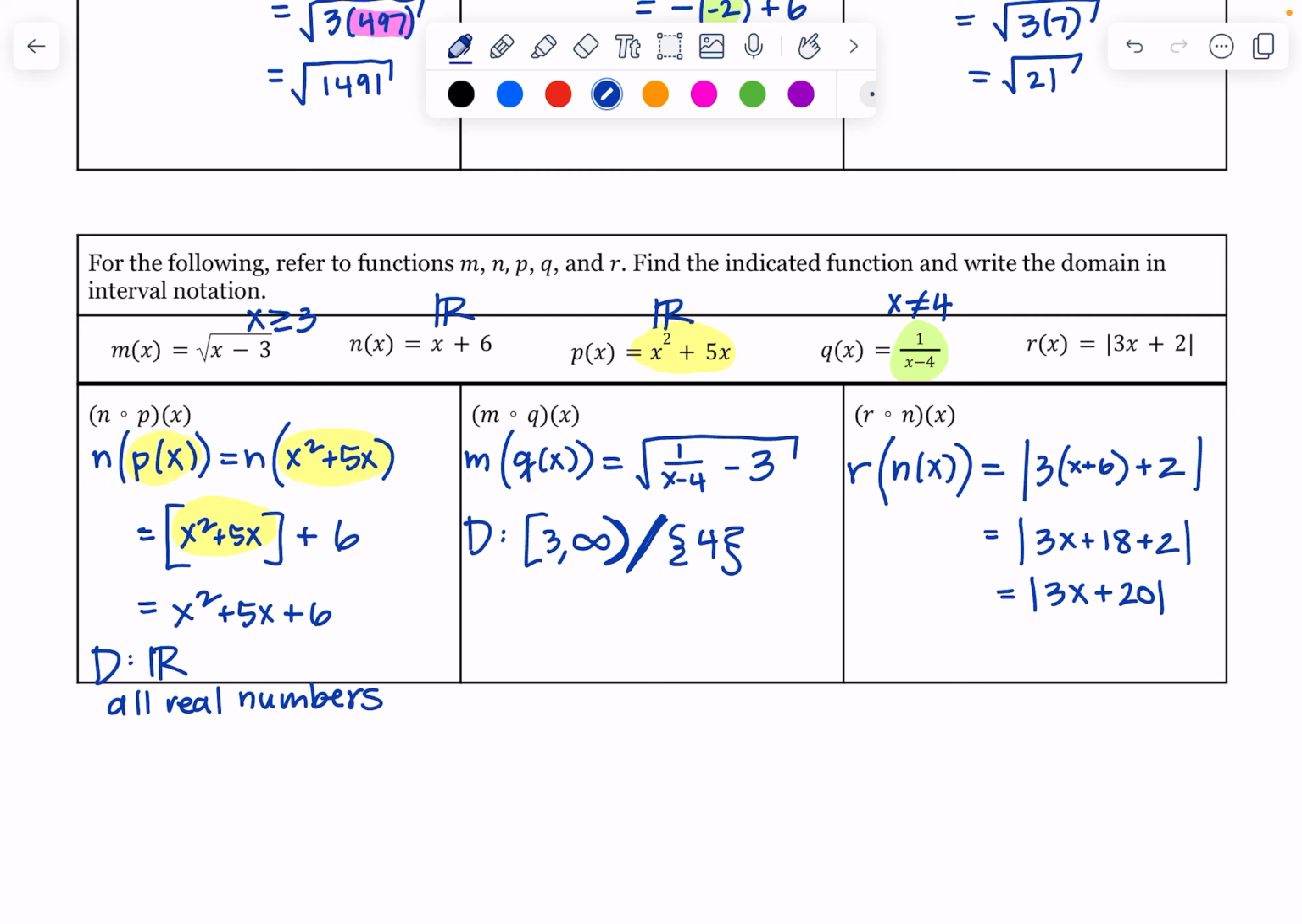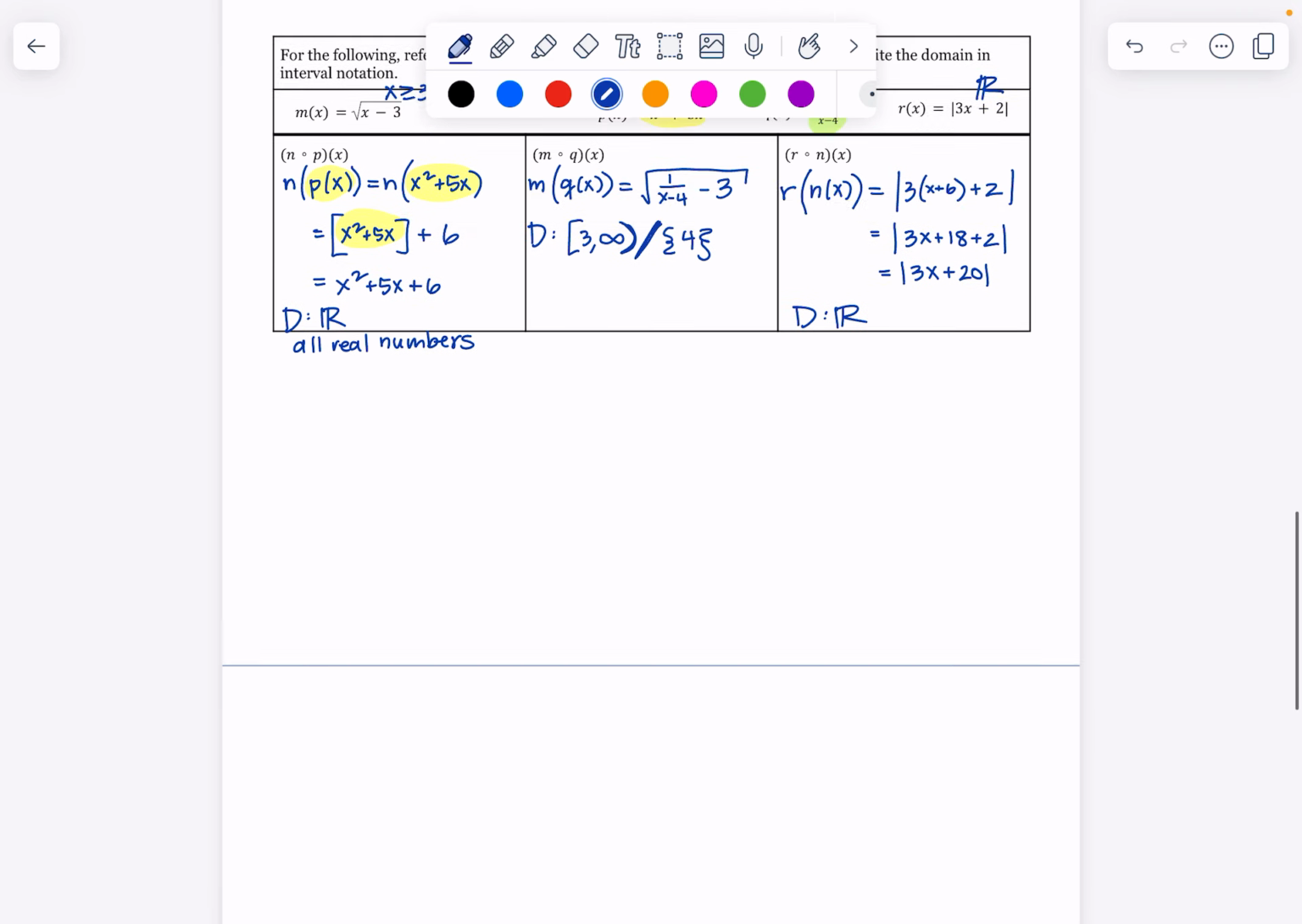Okay, n of x, we already said that the domain for that one is all real numbers. r of x is an absolute value function, and our output or our range will always be positive, but as far as inputs, we can put anything into x. This one is also all real numbers. So for this one, the domain would be all real numbers. All right, you can stop the video here.